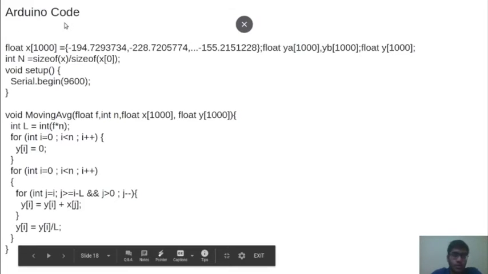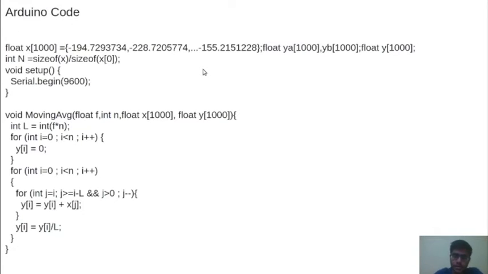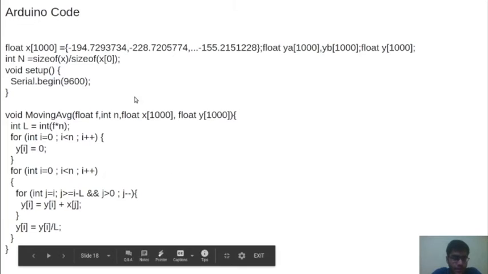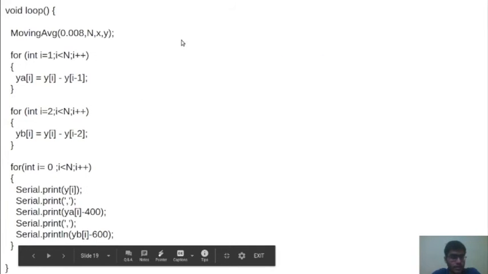So this is the Arduino code which we wrote for this derivative filter. Again, I need not explain this part again. This is the input which we are taking, and this is ya, yb. So this is for first order, and this is for 3-point central difference. This is the size, and we are finding how many elements we have taken. This again is initializing the baud rate. This is the moving average function we have written. So this Arduino code is in 2 slides.